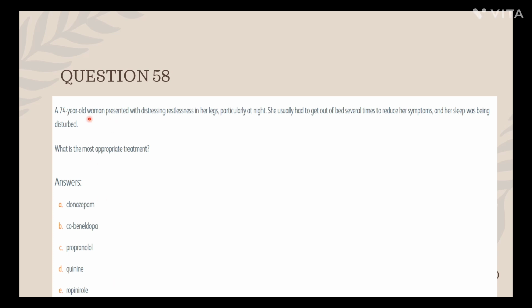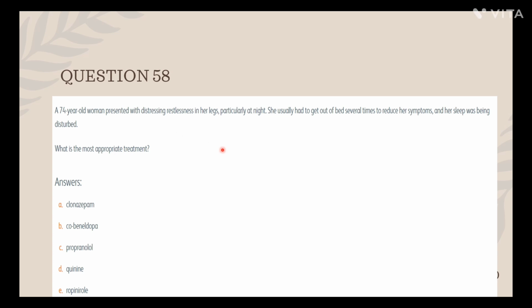Next question. A 74-year-old woman presented with distressing restlessness in her legs, particularly at night. She usually had to get out of bed several times to reduce her symptoms, and her sleep was being disturbed. What is the most appropriate treatment? So this is restless leg syndrome.